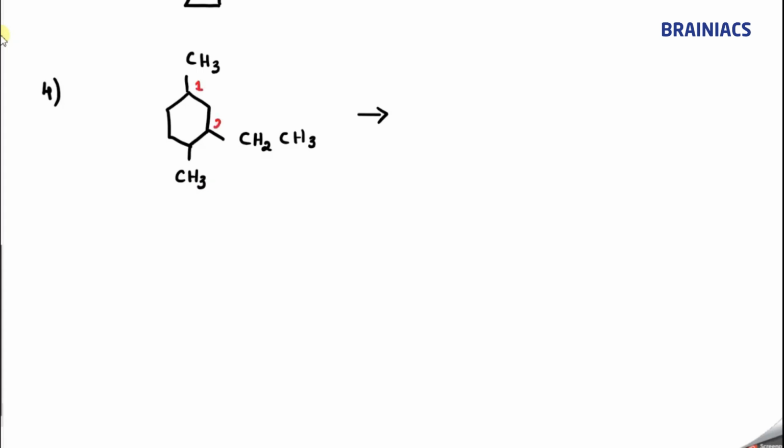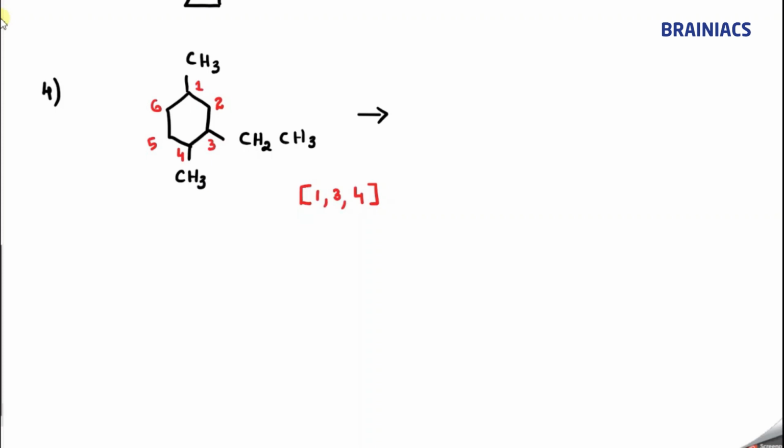1, this is 2, this is 3. Sorry, I have made a mistake, let me correct it. So here, this is 2 and this is 3, this is 4, this is 5 and this is 6. Now tell me what are the locants that are coming for the substituents. For CH3 1 is present, and for CH2 CH3 3 is present, and for another CH3 4 is present. So this is the locant set if I do it in this way.